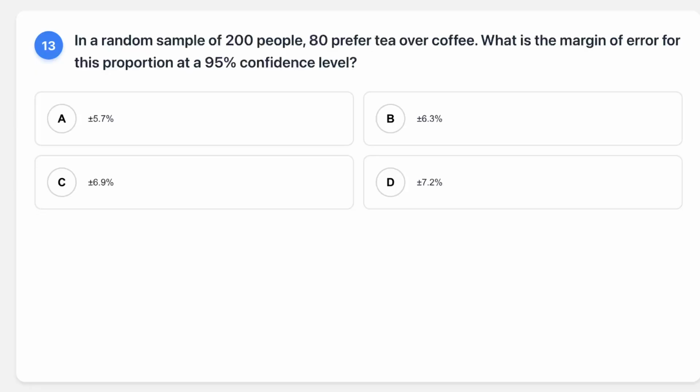Question. In a random sample of 200 people, 80 prefer tea over coffee. What is the margin of error for this proportion at a 95% confidence level? Option A. Plus or minus 5.7%. Option B. Plus or minus 6.3%. Option C. Plus or minus 6.9%. Option D. Plus or minus 7.2%.